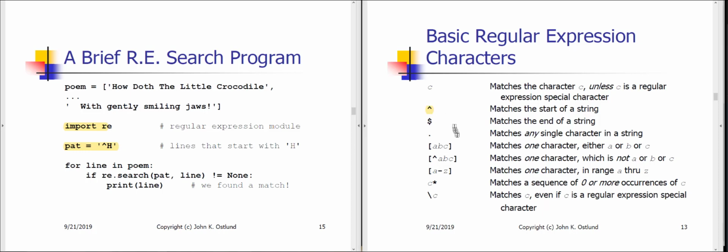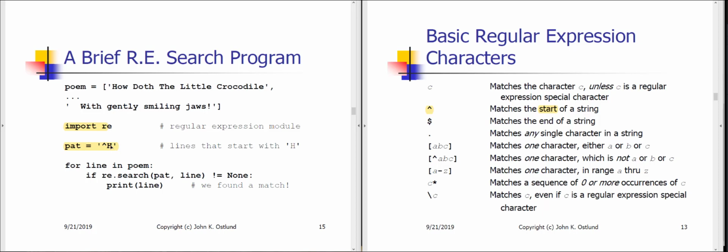The first regular expression character that I'm going to make use of in this pattern that I'm searching for is the caret symbol, or the hat symbol, or the circumflex symbol, or the up arrow symbol, or whatever you want to call that thing. We'll just call it the caret. And what it does is to search for some pattern at the start of a string. In this particular example on slide 15, my pattern is saying I want to look for lines that start with a capital H.